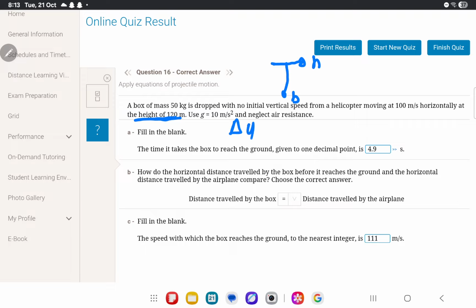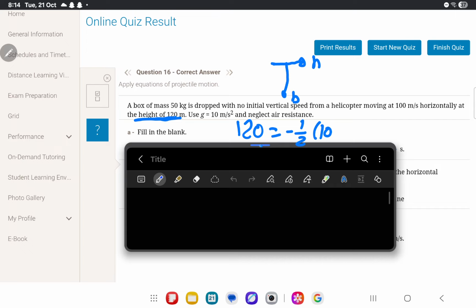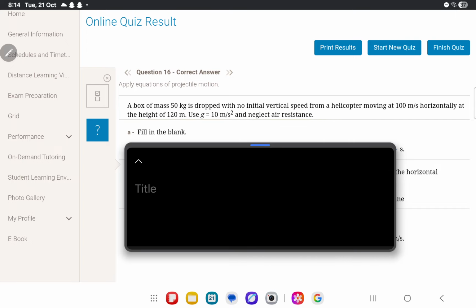Delta y is going to be 120. So 120 is equal to negative half of g. G is what? G is 10. Okay, so 10. So let's repeat this. So 120.